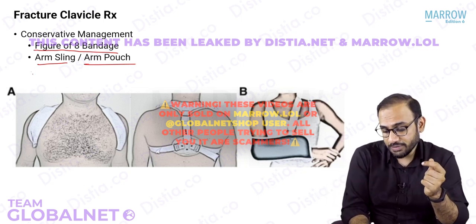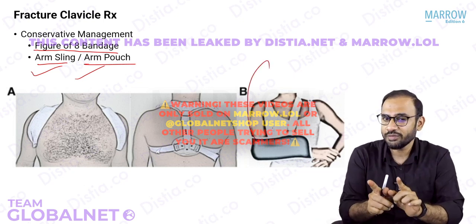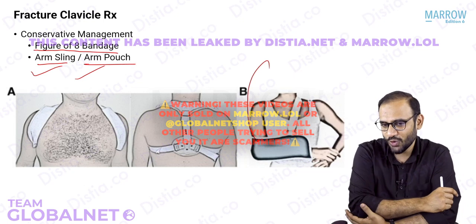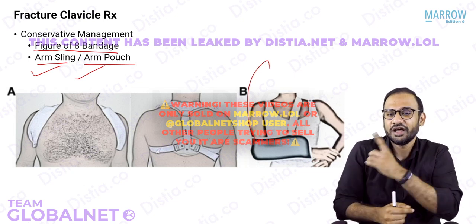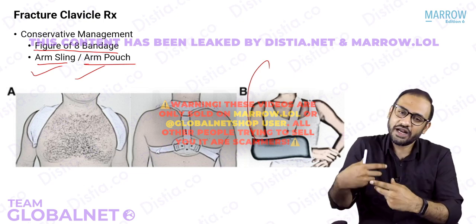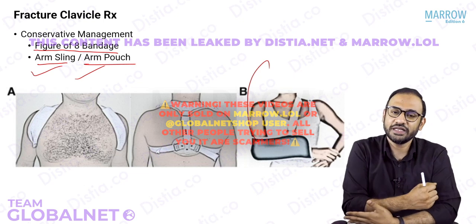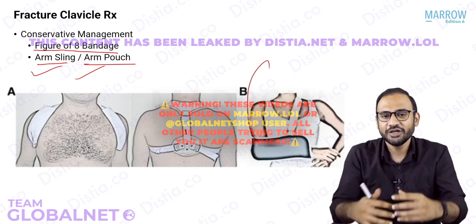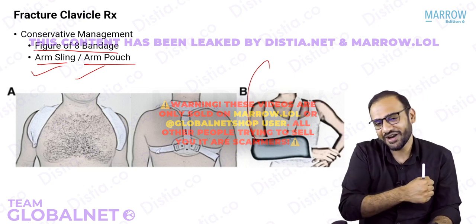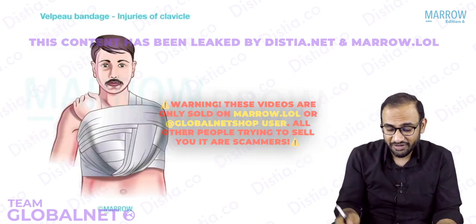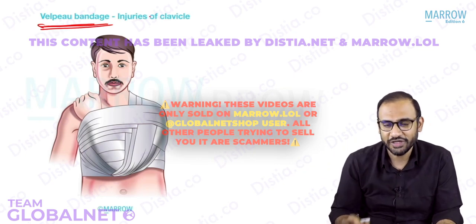Now, what about arm sling or arm pouch? The aim of the arm sling or arm pouch is exactly the same aim as I told you in the beginning, where the patient will hold his upper limb with the other hand, right? The aim is to bring the lateral fragment up. Either you bring the medial fragment down or the lateral fragment up, so to approximate them together. So with the arm sling or arm pouch, you're bringing the lateral fragment up. I personally prefer a combination of both of them. I'll use a figure of 8 bandage and an arm sling or arm pouch. Other options available are Velpeau bandage. Velpeau bandage can also be used for clavicle fracture.